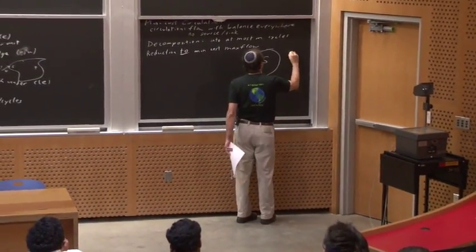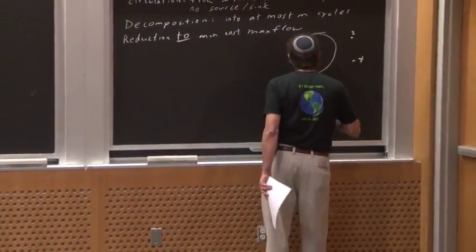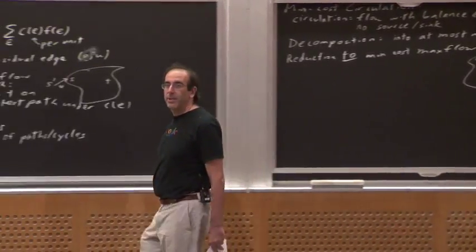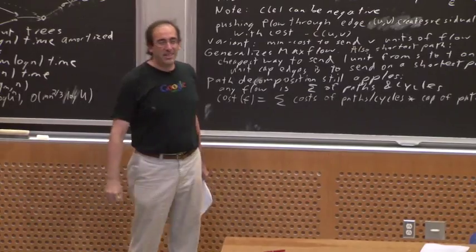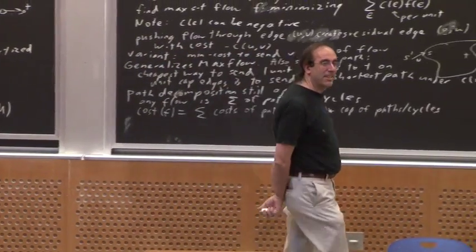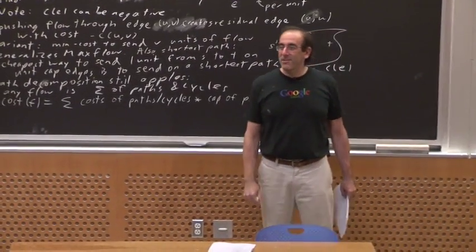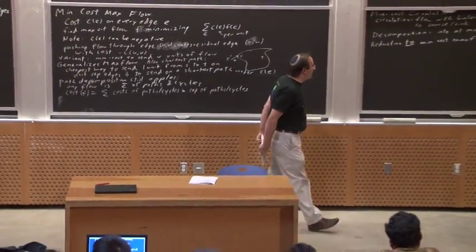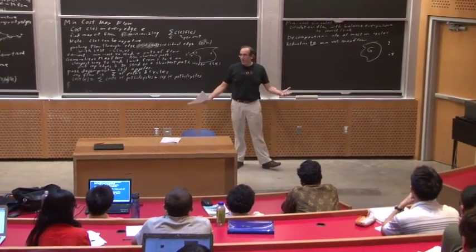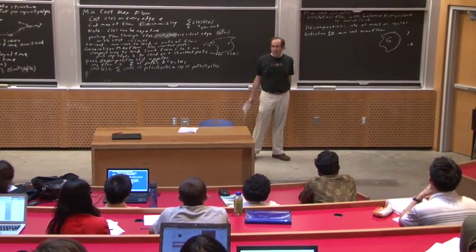Good. So here's S, here's T. Solve the min-cost max flow problem. Okay? Why does that work? Does it work? Yeah, it's cheating, isn't it? I mean, it's kind of annoying, but formally it fulfills all of the necessary requirements, right?